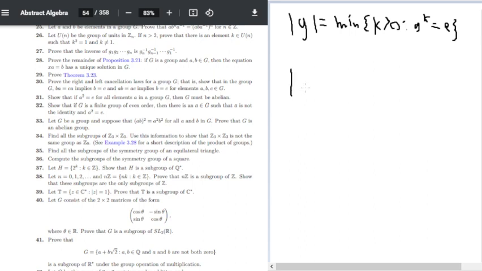Now, does the order of G divide the sum, divide the product perhaps, of the orders of g in G? That's a very CLO-esque question.